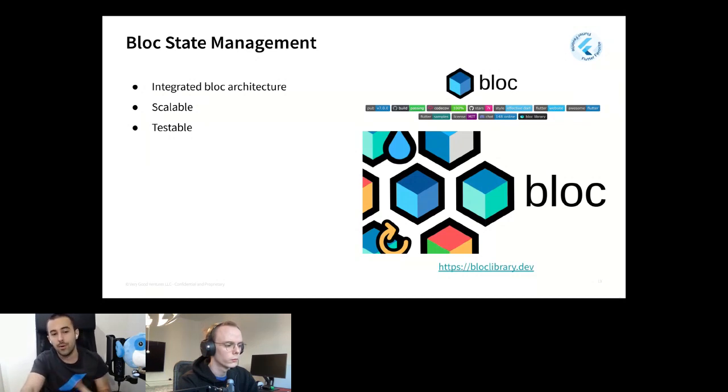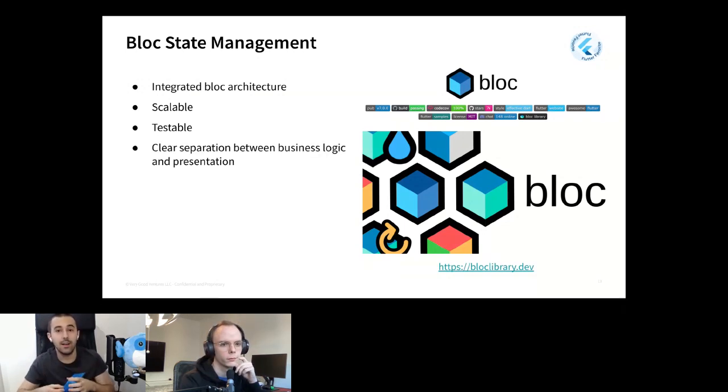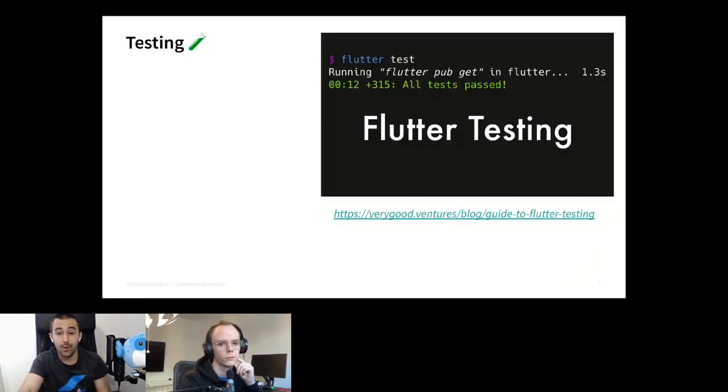And with the BLoC library, it's really easy to test all the different states that you can have in the application. And of course, because we think it is a clear way to have the business logic separated from the presentation. So the presentation is the part that is the UI. You can take a look, as you can see, at the GitHub of Felix. It's open source as well. And as I mentioned, testing is really important for us.